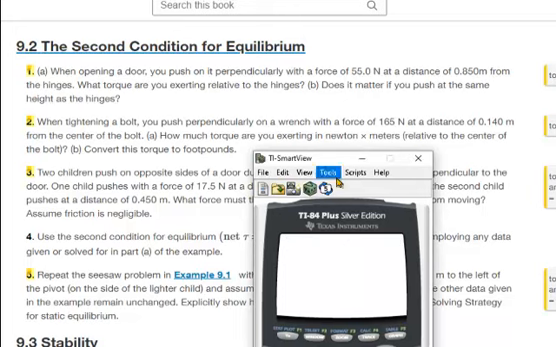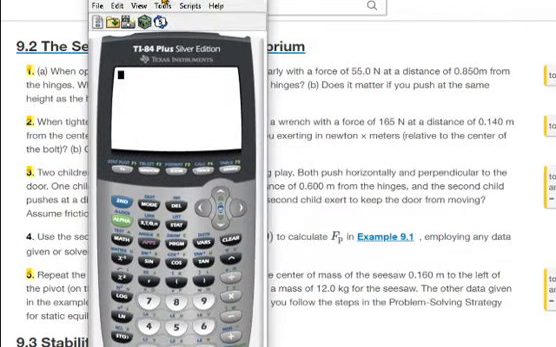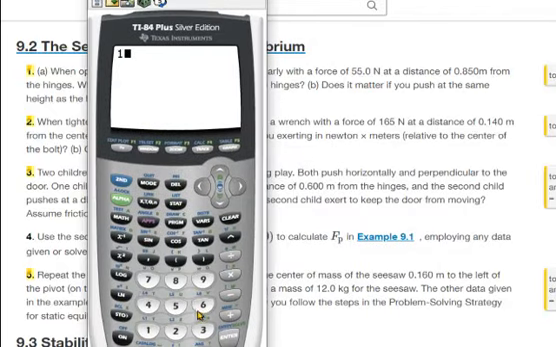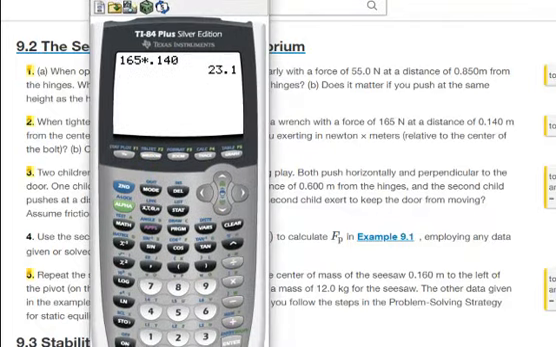So all it is, is 165 times 0.140 meters. Make sure that they are in base units, so that they're both in Newtons and meters. So you're going to come up with Newton meters. And I think the second part is convert this torque to foot-pounds.